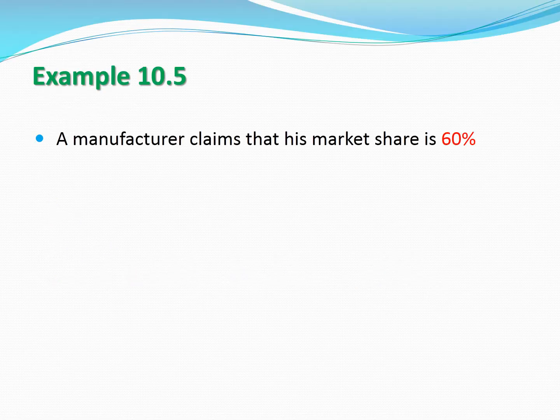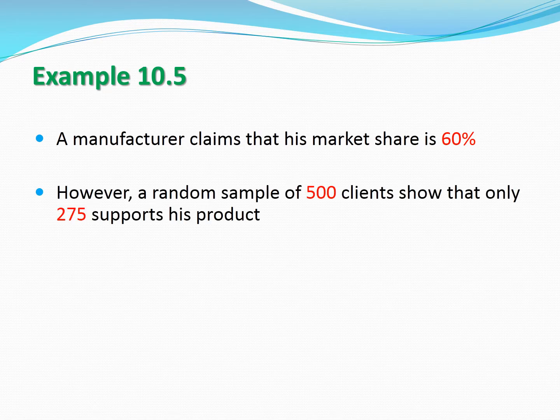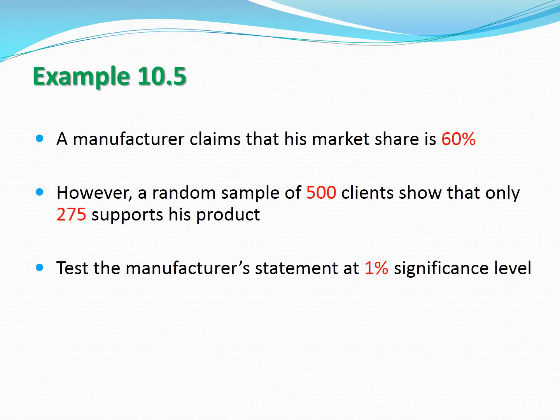In example 10.5, they tell you, manufacturer claims that his market share is 60%. So our pi 0 will be 60% or 0.6. And then they drew a random sample of 500 clients, and 275 supported his product. So our sample size N is going to be 500 and our X is going to be 275. Then they ask you to test the manufacturer's statement at a 1% significance level. So alpha will be 0.01.